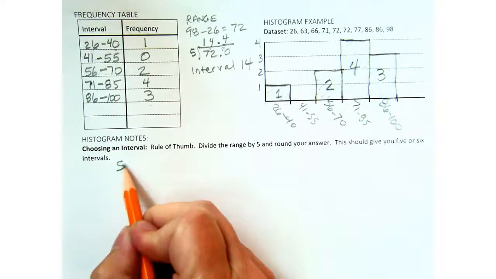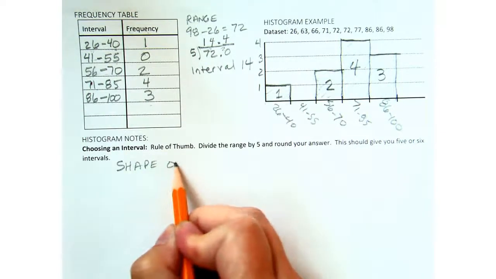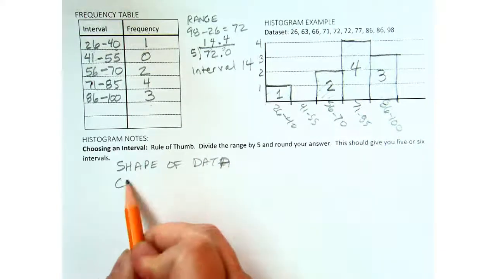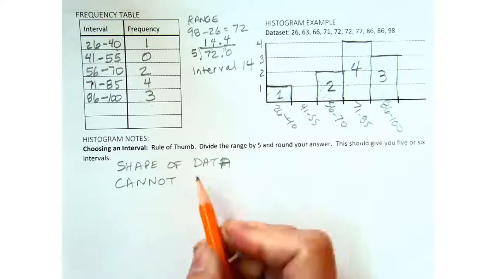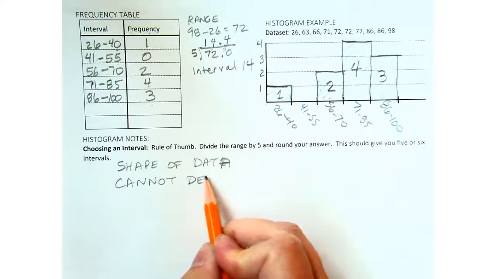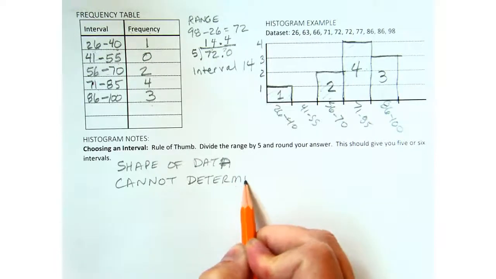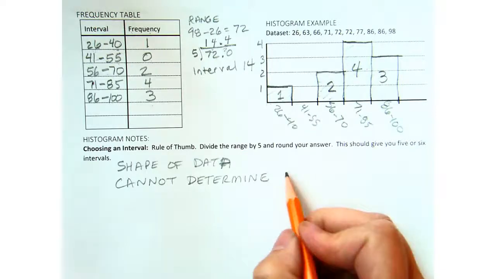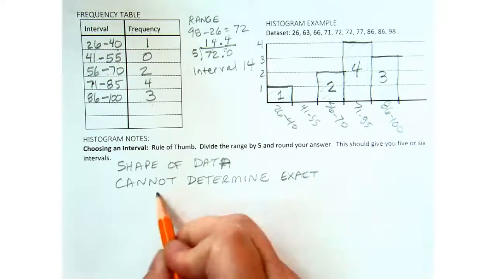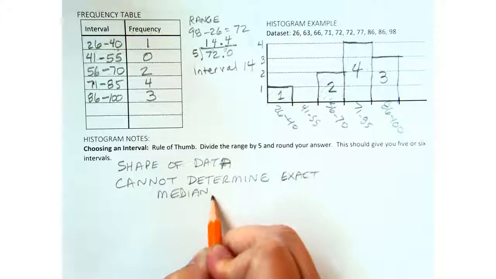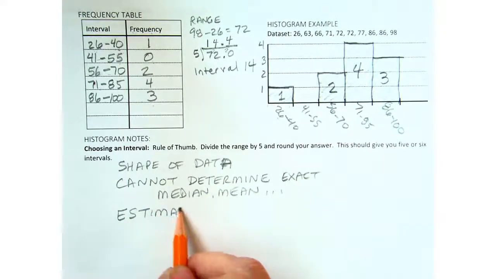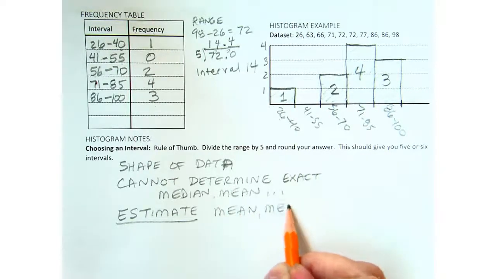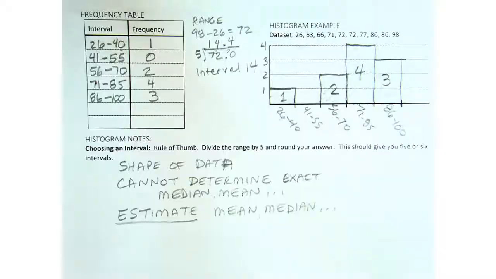The histogram does not include as much detail as the dot plot, but it does give the overall picture. It does show the shape of the data. I can see that the data is skewed to the left. I can see that there is probably an outlier, but I cannot determine exactly what the outlier is. I cannot determine the exact minimum or maximum or median or mean. I can estimate the mean and the median. I can estimate the minimum and the maximum. I just cannot know them exactly.